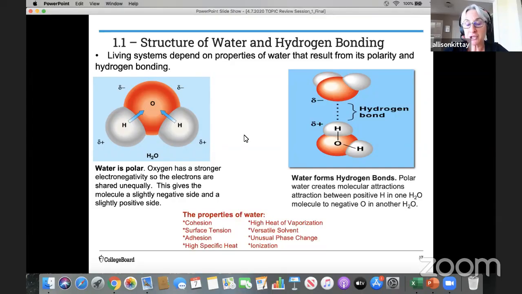Unusual phase change is also due to hydrogen bonds. And what I mean here is that when water freezes, it goes from a liquid to a solid, it actually becomes less dense and ice floats on water. And this is not true for other solids. Other solids become more dense.